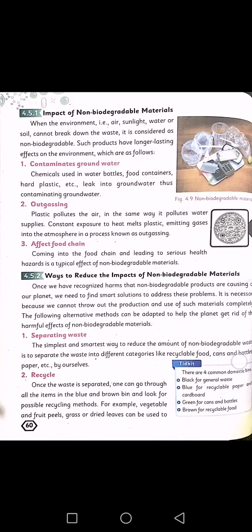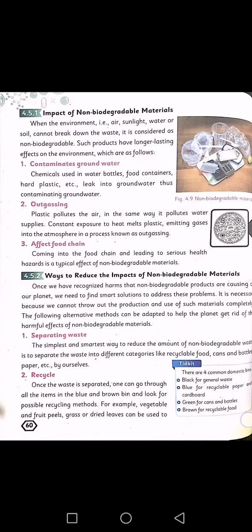Ways to reduce impacts of non-biodegradable materials. Once we have recognized the harms that non-biodegradable products are causing our planet, we need to find smart solutions to address these problems. It is necessary because we cannot throw out the production and use of such materials completely. The following alternative methods can be adopted to help the planet get rid of the harmful effects of non-biodegradable materials. Separating wastes.